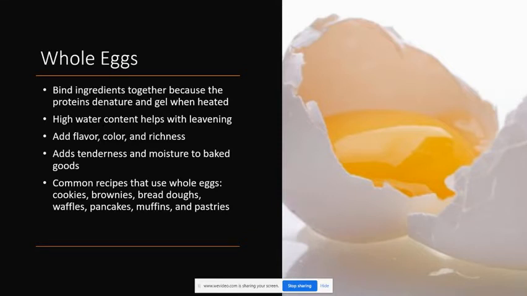The high water content helps with leavening as the water actually evaporates and creates steam. The whole egg adds flavor, color, and richness, primarily due to the egg yolk. And just the combination of the water, the fats, and the proteins can add tenderness and moisture to baked goods. Common recipes that use whole eggs are things like cookies, brownies, bread doughs, waffles, pancakes, muffins, and pastries.